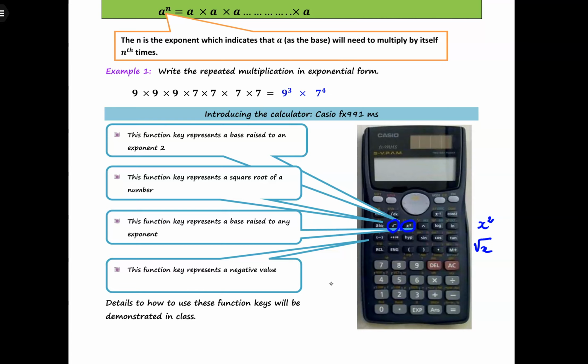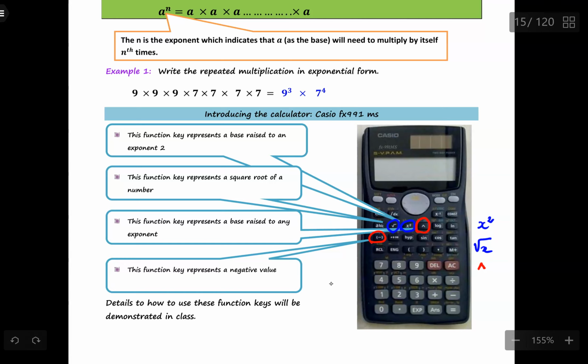Another function that you should look at is the one with the hat. This one right here is the hat. This hat will tell you that you can raise to an exponent other than 2. So if you want to put in 3 to the exponent 4, then you have to use this hat. And I also want to review that this is a negative sign.